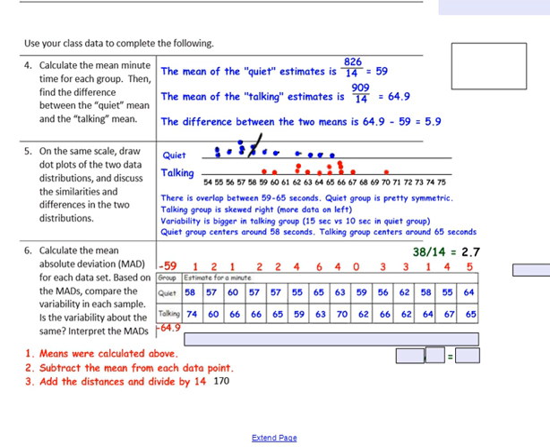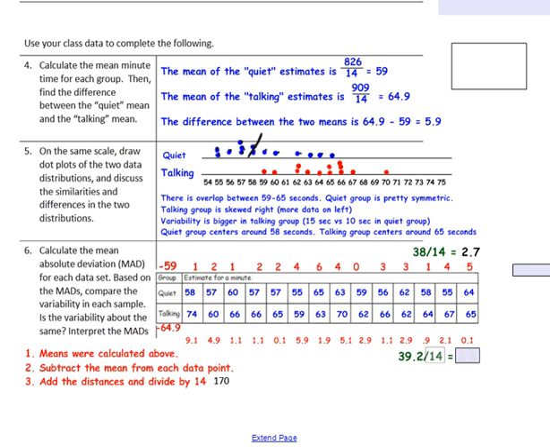Pause the video and find the MAD for the talking group. Remember, the means were calculated above in number 4, so we're going to use the mean of 64.9. We're going to subtract that from each data point, then add those distances and then divide by 14. Pause the video, resume it when you're ready to check your work. And so the MAD for the talking group is 2.8.